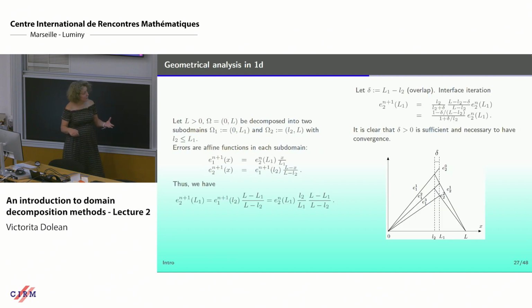So as a first conclusion, this kind of algorithm needs an overlap to be convergent. And also the bigger the overlap, you can see already from here, the faster the convergence of the algorithm.